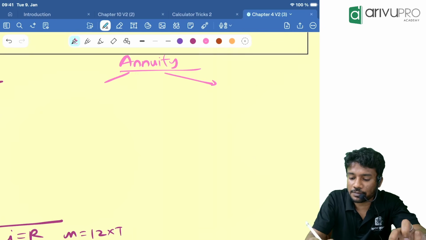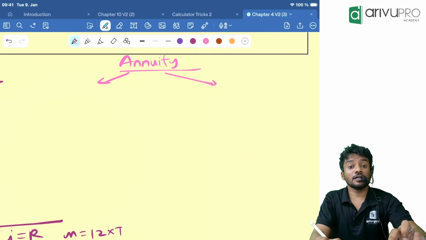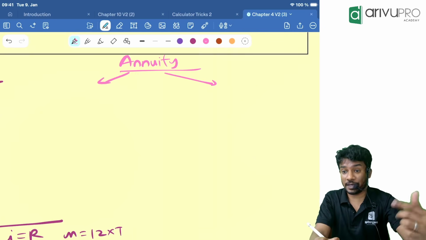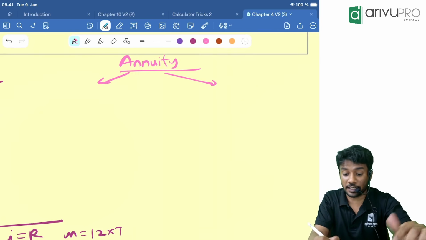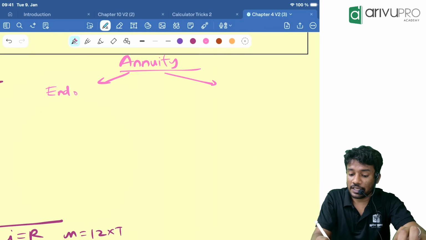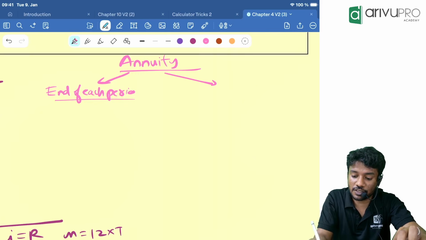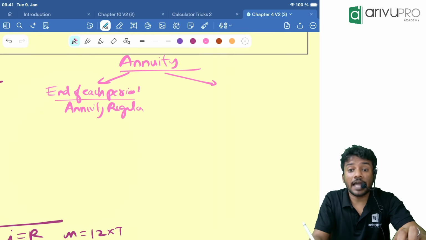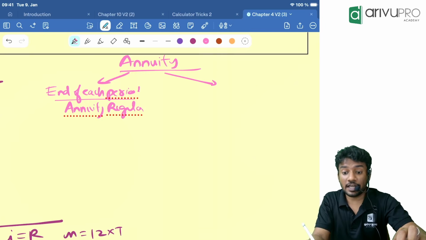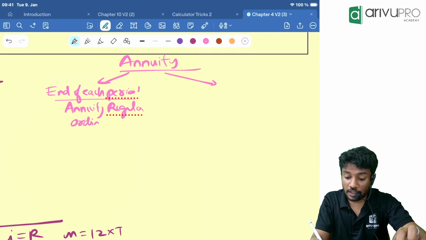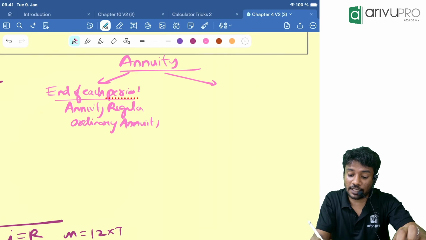Yes. Annuity is there of two types. If the investment is made or the payment is done at the end of each period, what type of annuity is it called for us? Annuity regular. It is also called by another name, called as what? Ordinary annuity. Or it is called by another name, which is called as what? Annuity certain. Do you remember?